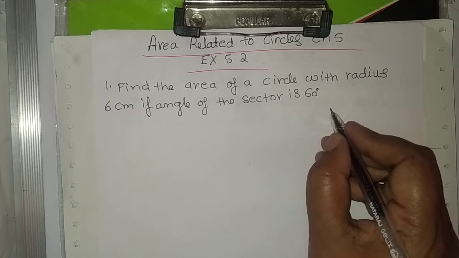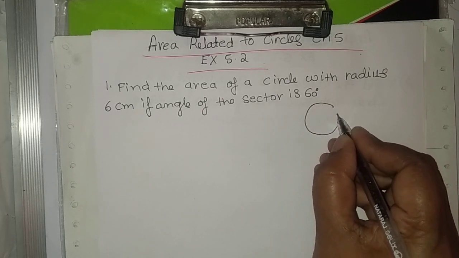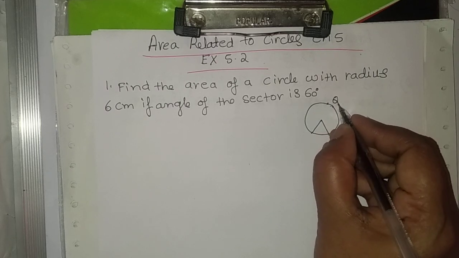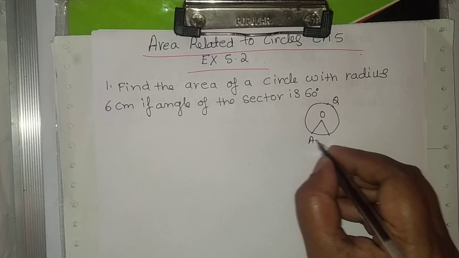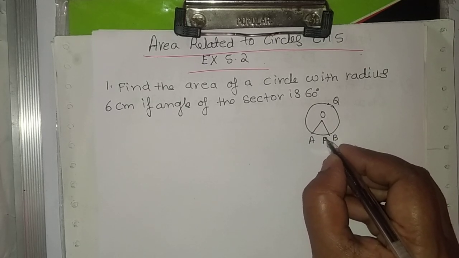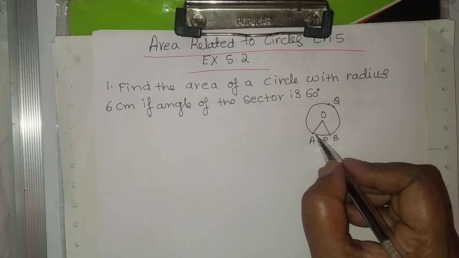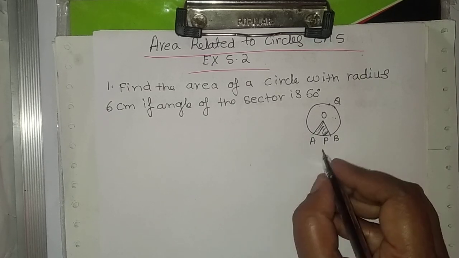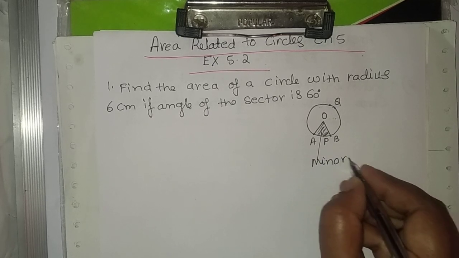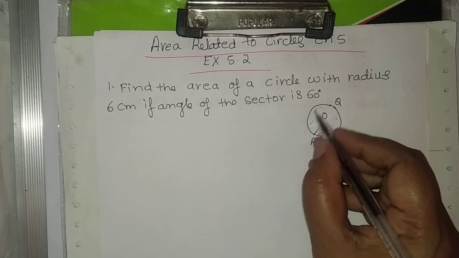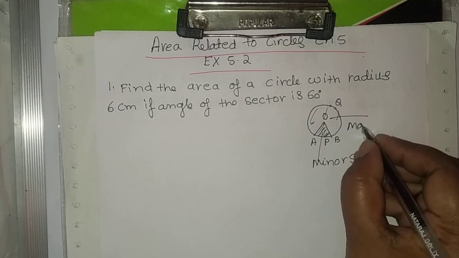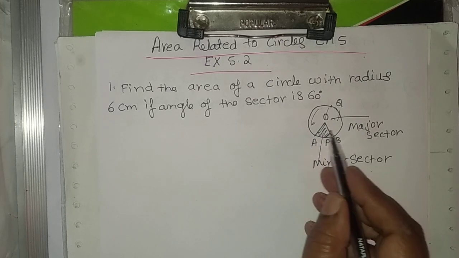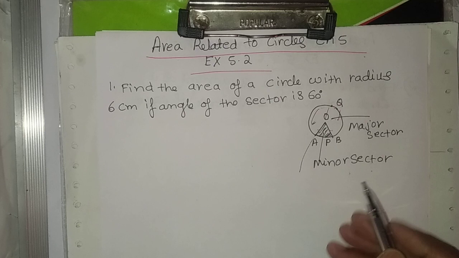First I will explain what a sector is. Consider this as a circle. Take some point here as Q, this point as O, this point as A, this point as B, and some point here as P. So this is called a sector in a circle. Here we can shade it. This is called a minor sector, and the remaining portion is called the major sector. So 2 radii and 1 arc form a sector.